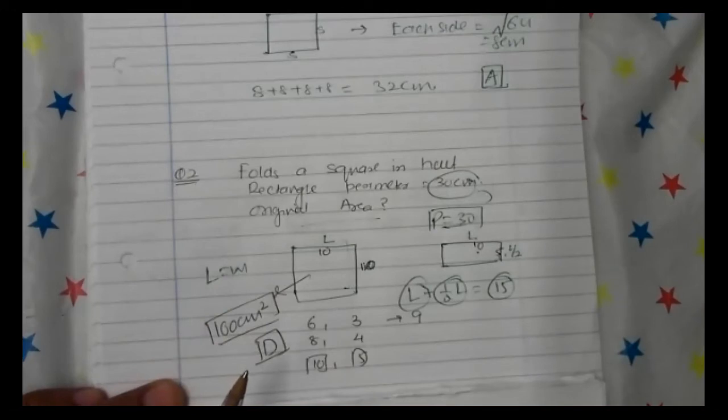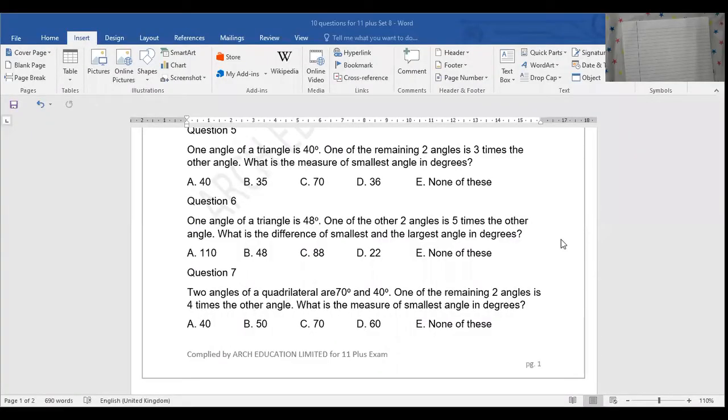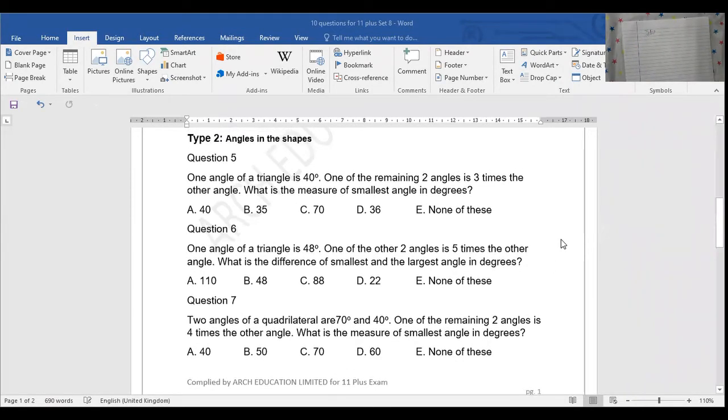Okay, so now looking at type 2, and type 2 is fairly straightforward. We've been doing these questions quite a lot for this 11 plus thing, guys. Let's do question number 6 in type 2. It says one angle of a triangle is 48 degrees. So 48 degrees is one angle.